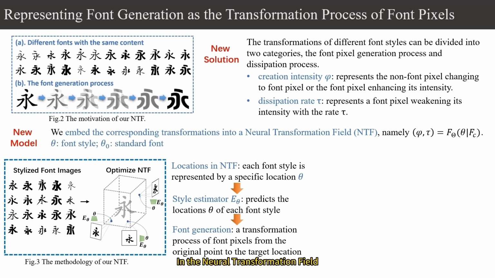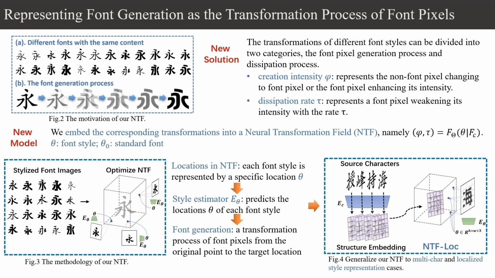In the neural transformation field, the origin point stands for the standard font style, and each font style is represented by a specific location theta. We employ a style estimator E theta to predict locations of each font style. With these definitions, the font generation process can be viewed as the transformation process of font pixels from the original point to the target location.